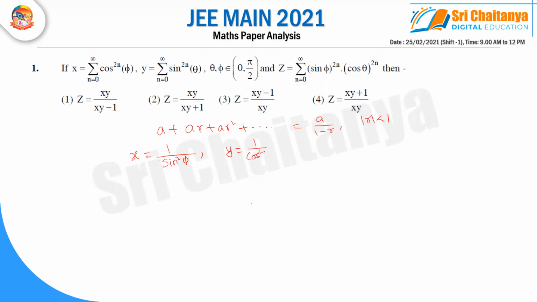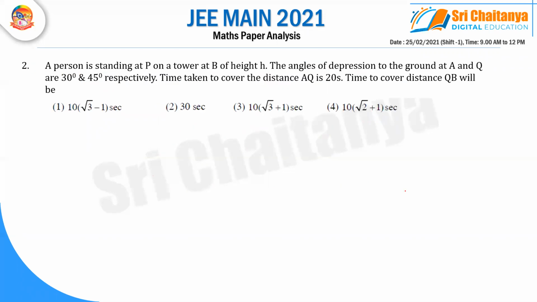Now when we write the value of z, I will be getting it as 1 by 1 minus sine square phi cos square theta. So it will be 1 by 1 minus 1 by x into 1 by y. If you take the LCM, you get the first option. Now let us go to the next question.